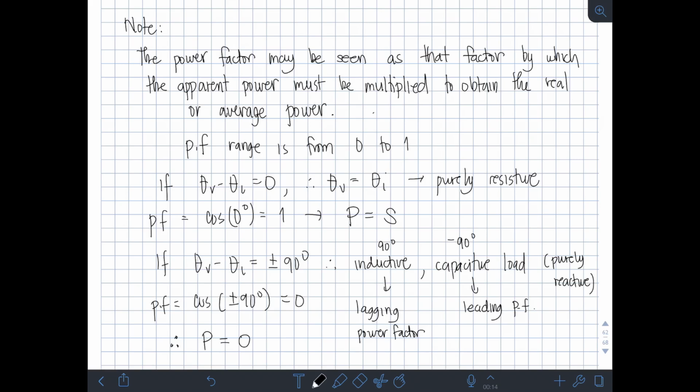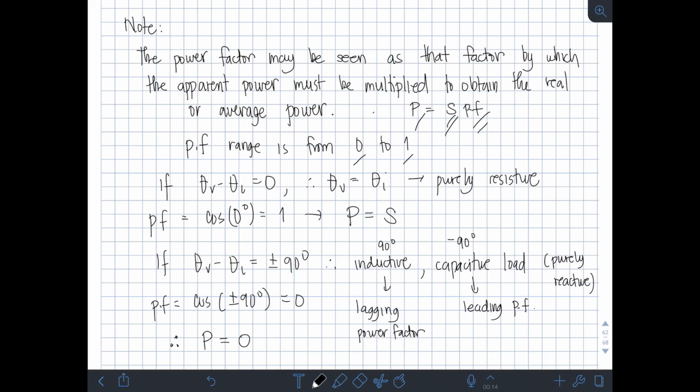Okay, so from the formula, right? So, yung real or average power is equal to S times power factor. So, kapag minultiply natin yung pinaka-apparent power dito sa power factor, makukuha natin yung average power or real power. So, yung power factor range is from 0 to 1. Okay, so 0 to 1 yung pinaka-magiging acceptable value ni power factor.